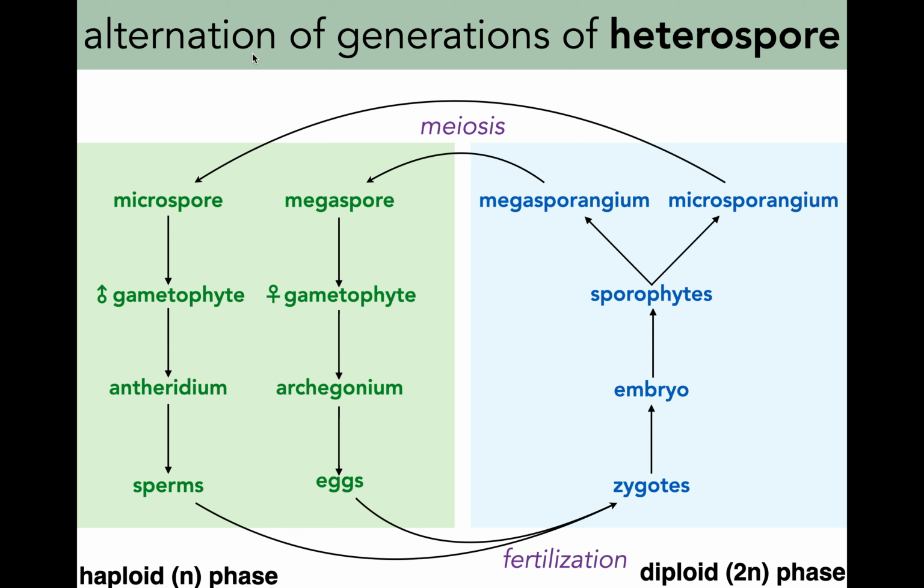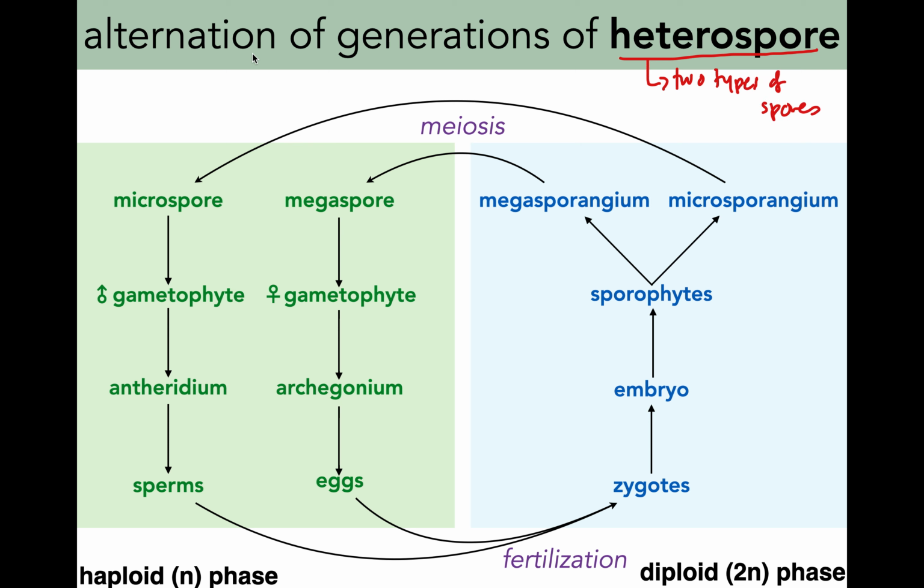Let's come back to the last clip of the fern lecture this week. We have one more group of fern to talk about, which is a group of fern that produce heterospore. Again, the word heterospore means producing two types of spores. So why two types of spores?